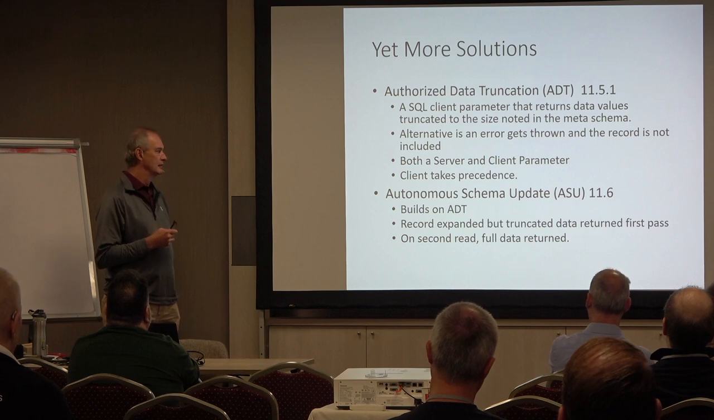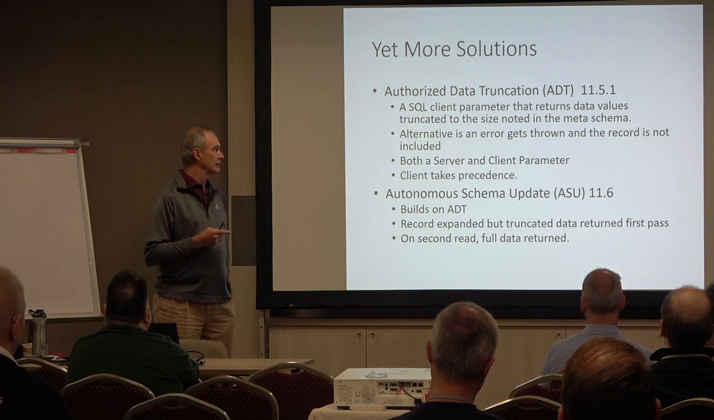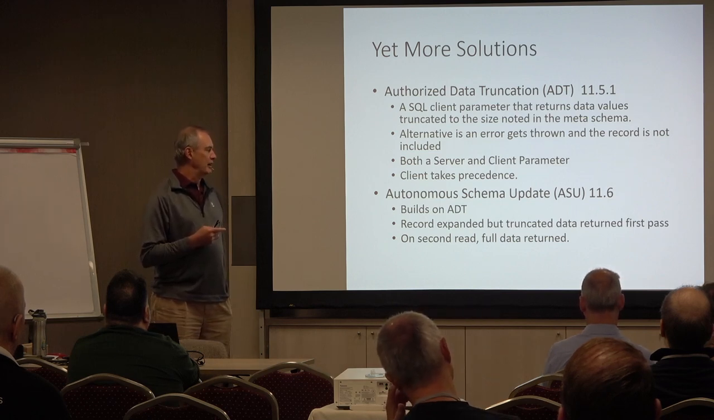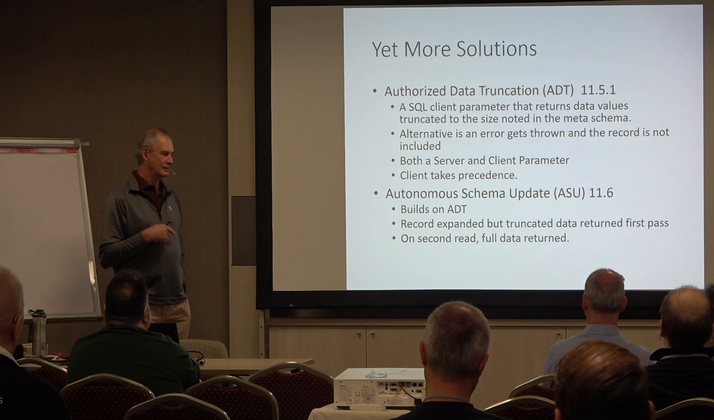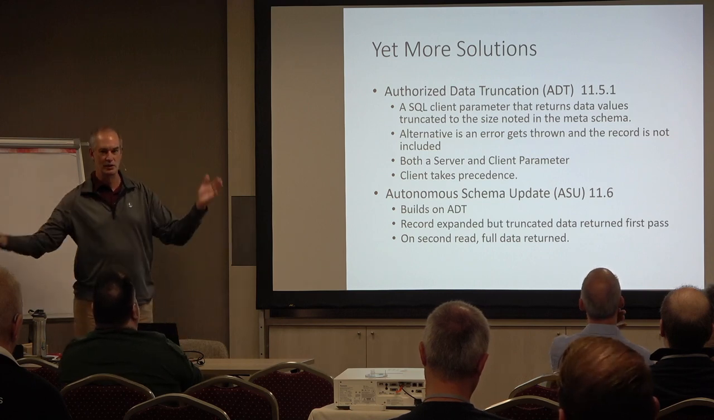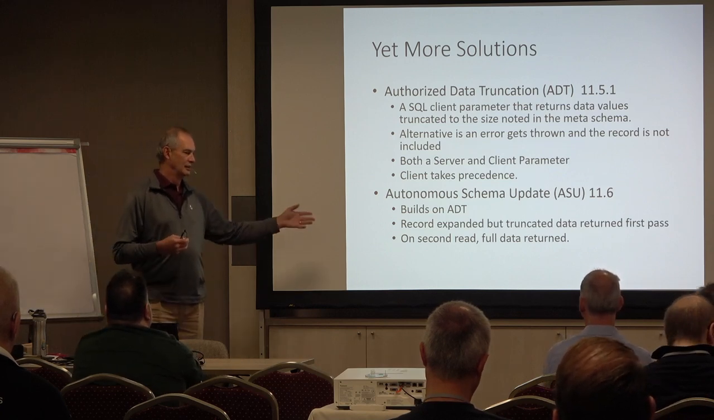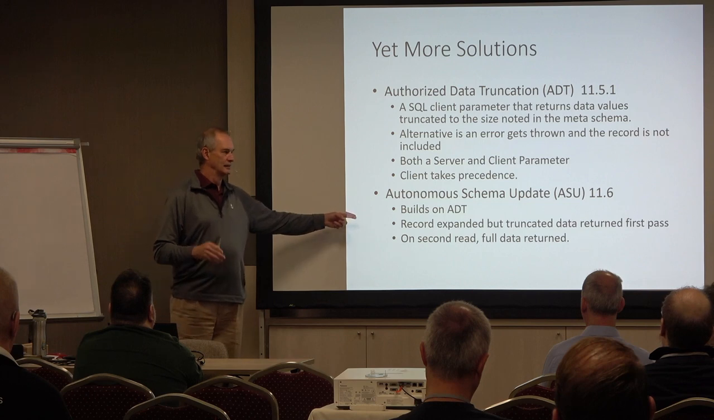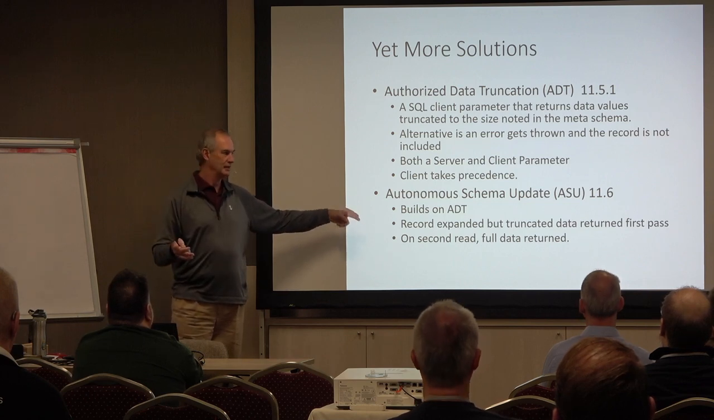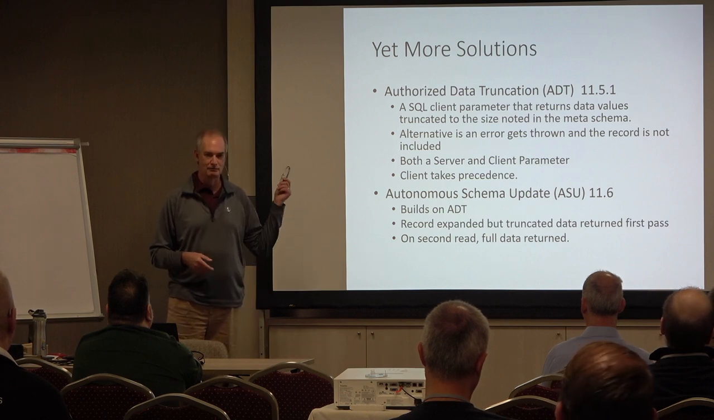The better fix came in autonomous schema update in 11.6 and forward. It builds on the data truncation. The records are expanded, but the first time the data comes through, the truncated data comes back. So it hands you the data, and then it goes through and changes the schema. What I've seen some of our customers end up doing is write these ridiculous queries that go through everything and touch everything and just use this in a nonsensical report to get everything fixed up. On the second read, everything is at the right level. Make sense? It's a huge problem.